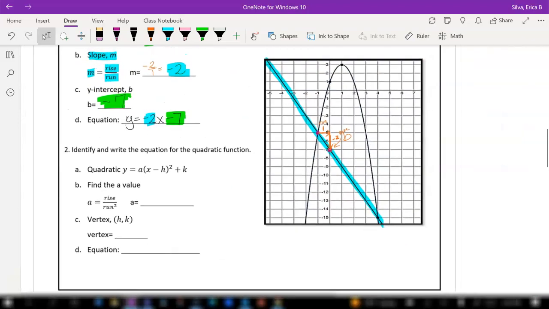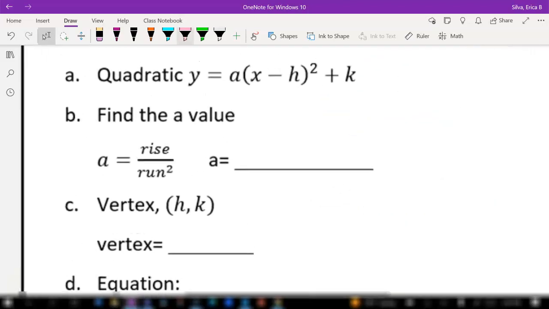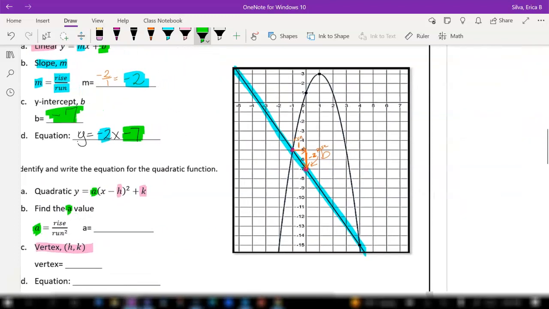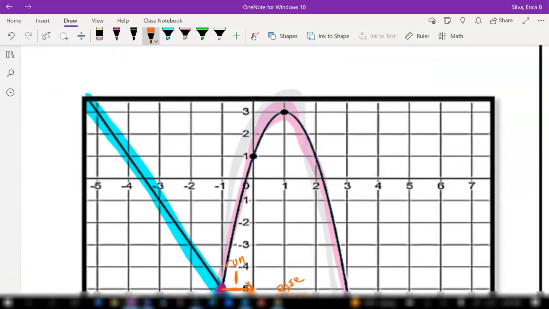Again, we've already done this before, so let's go ahead and refresh our memory. For our quadratic equation, we need the h and the k, which is our vertex. And then we also need our a, which is like our slope. So let's first look for our vertex. We're going to now be looking at the quadratic function, which is this one here. So what is my vertex? 1, 3.